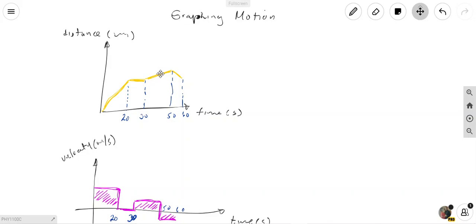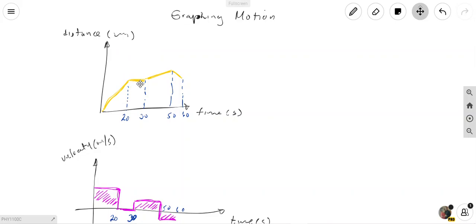So the slope is equal to the instantaneous velocity in the graph of distance versus time. That is the kind of graph that we have here. So the greater the slope, the faster the car is moving in that interval.